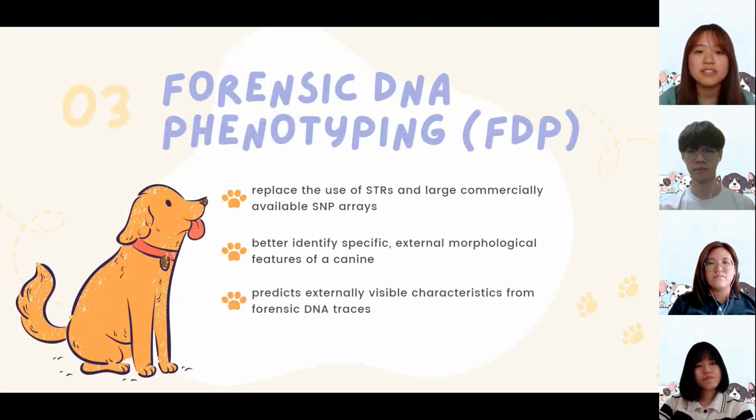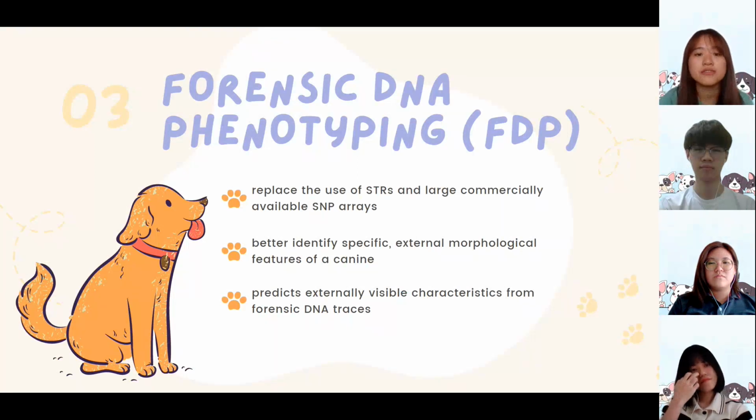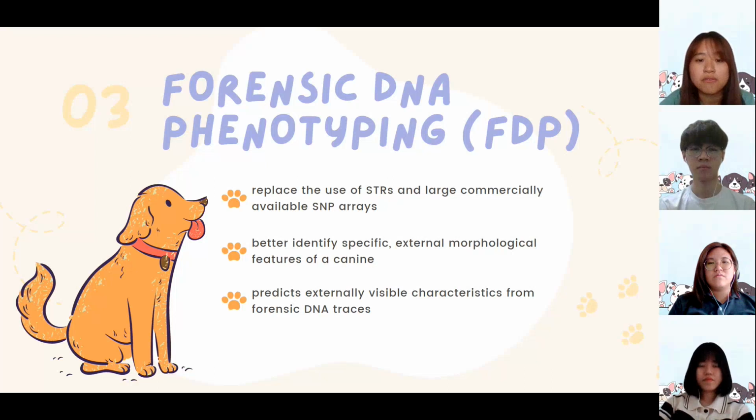So I will continue on forensic DNA phenotyping, FDP. FDP could replace the use of STR and large commercially available SNP arrays to better identify specific external morphological features of a canine, which is the dog breed, when the identity of the canine is unknown. FDP can also predict externally visible characteristics from forensic DNA traces. Since differences in the morphology of the skeletal system are highly visible to untrained witnesses, they are very suitable for assessment using FDP.